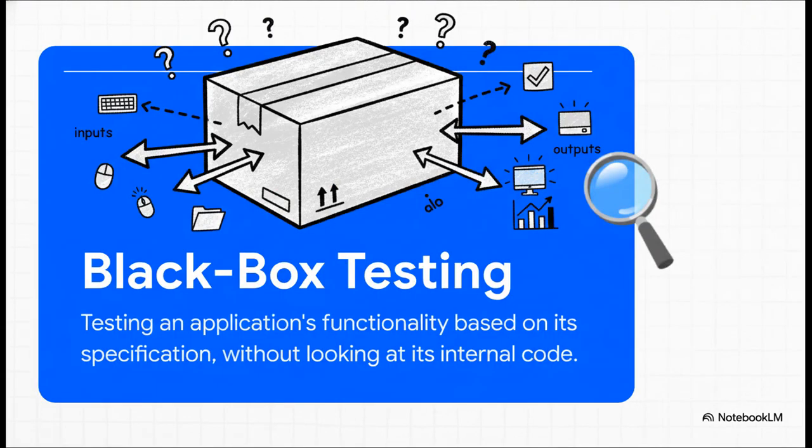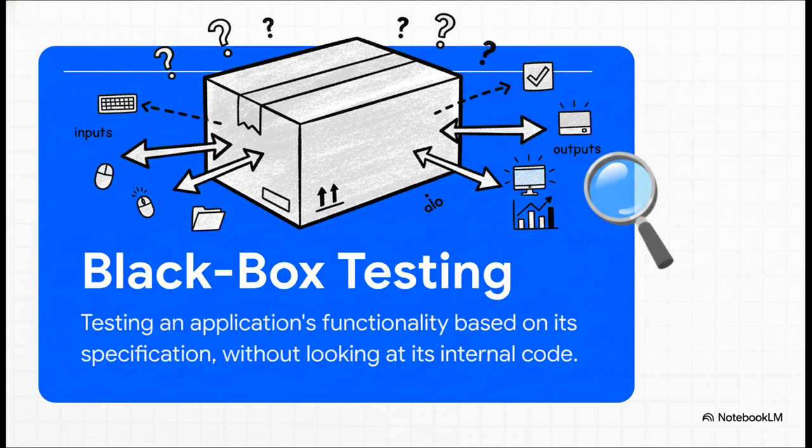So one of the most common ways they do this is with something called black box testing. I want you to imagine the software is just this sealed, mysterious black box. You have no idea what's going on inside, you can't see the code. All you can do is put stuff in, those are the inputs, and then watch what comes out, the outputs.